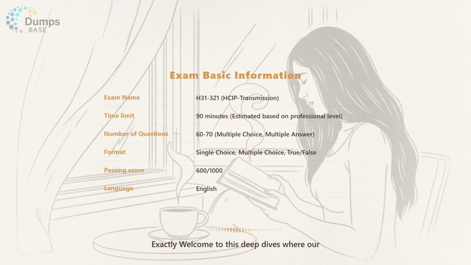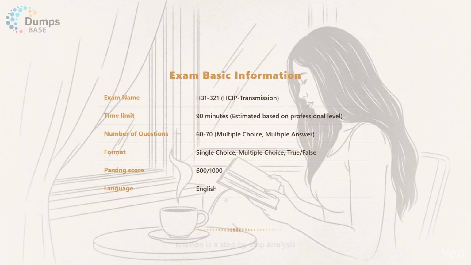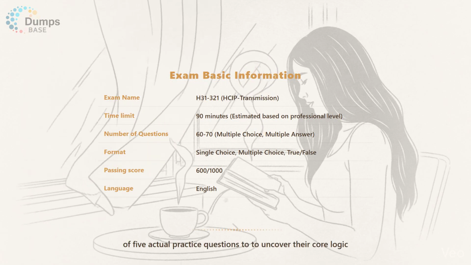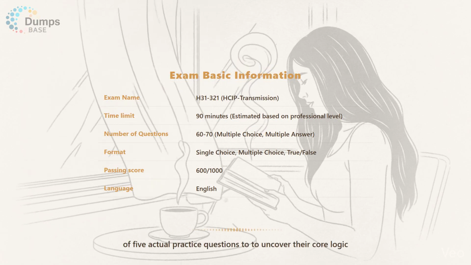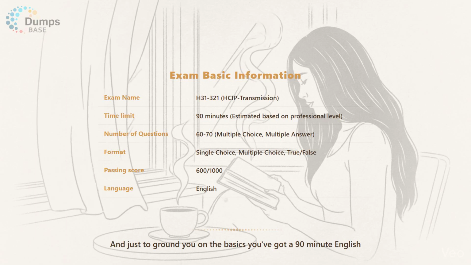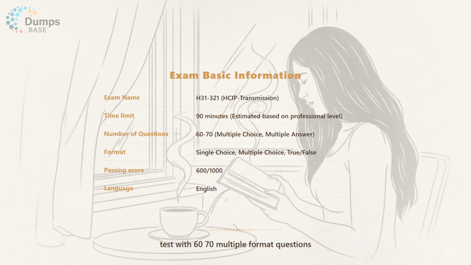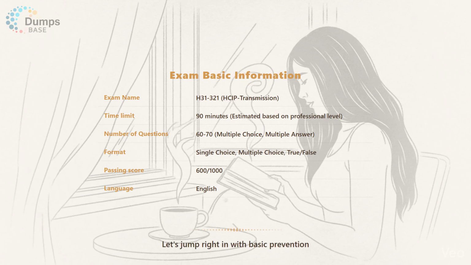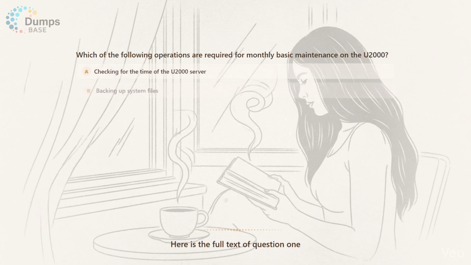Exactly. Welcome to this Deep Dive, where our mission is a step-by-step analysis of 5 actual practice questions to uncover their core logic. And just to ground you on the basics, you've got a 90-minute English test with 60 to 70 multiple format questions. You need a 600 out of 1,000 to pass. Let's jump right in with basic prevention. Here is the full text of question 1.